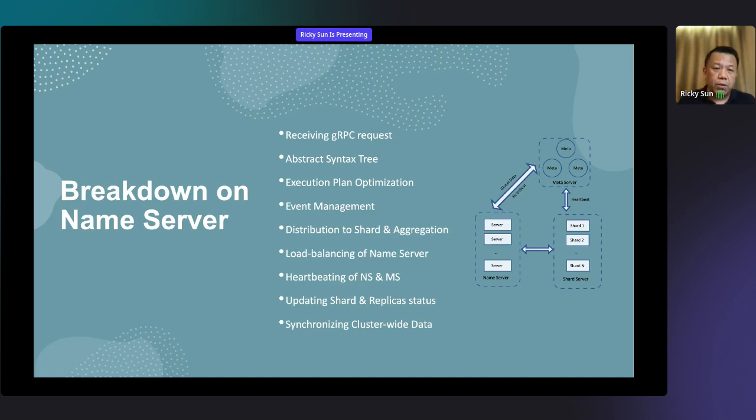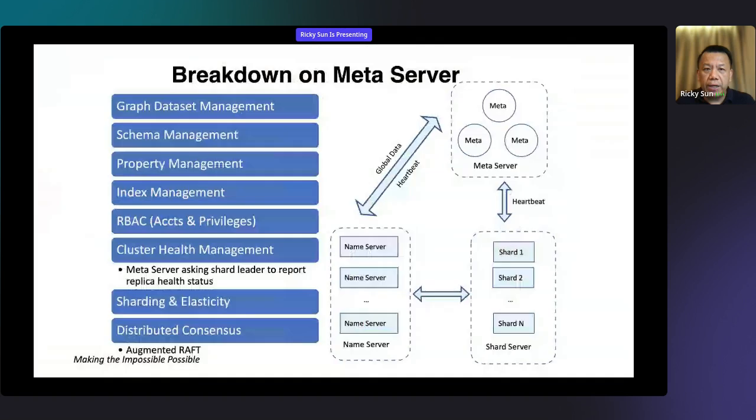Normally, the name server is a multiple instance small cluster. Also, there are a lot of heartbeats between the name server, meta server, and the shard servers. The shard and replica status will also be updated through the name server. Overall, if we see this big horizontally scalable graph system as a logically united one, a lot of synchronizations and cluster-wide data exchanges happen through the name server, right?